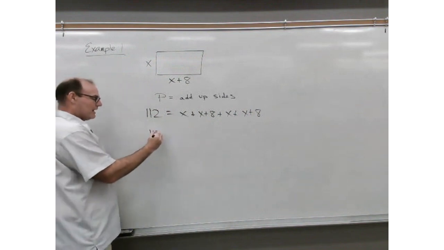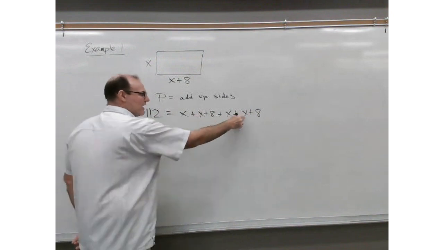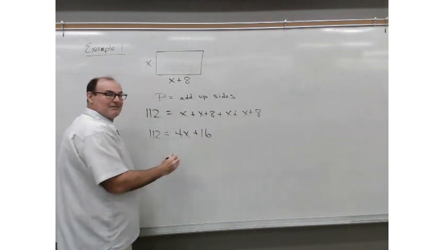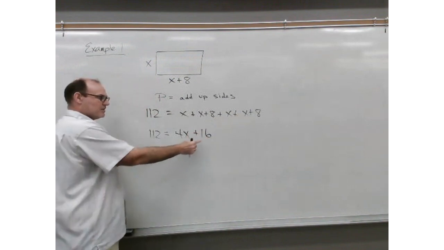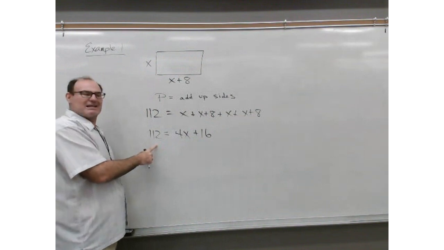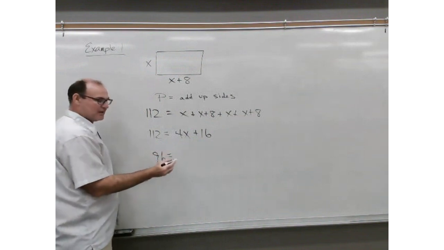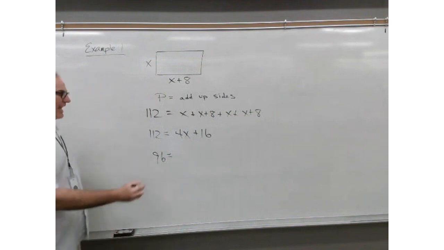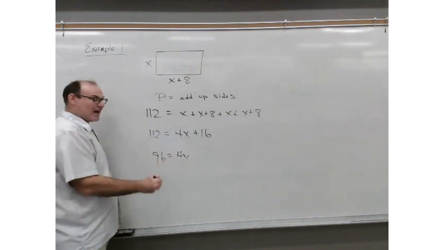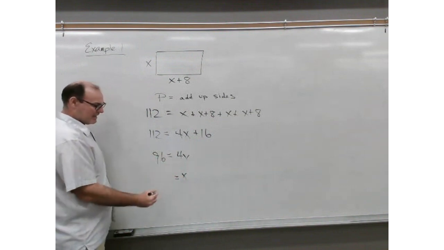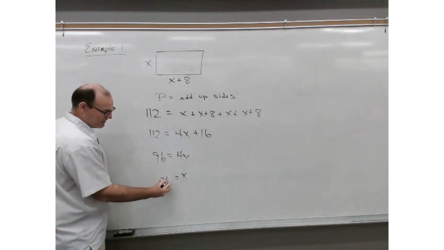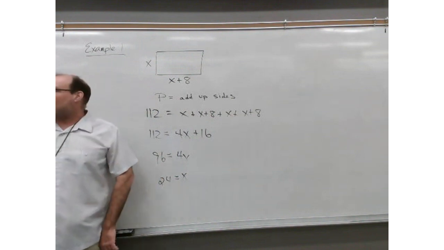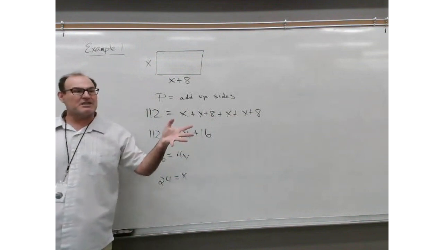So I'm going to add up my like terms, x and x and x and x, 4 of them. 8 and 8 is 16. I'm going to subtract the 16 from both sides, and I believe that gives me 96, but you should always double check my arithmetic. It's suspect. And then I'm left with 4x, and then when I divide by 4, I get that the result here is 24.